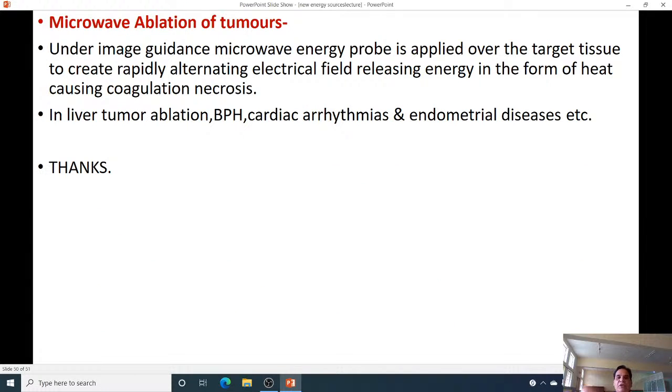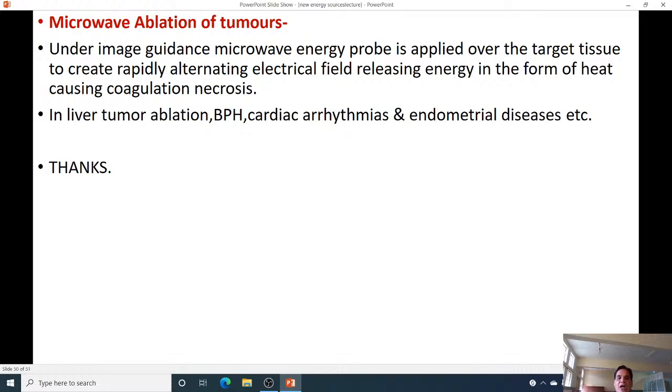Microwave ablation, this is again one of the energy sources. It is a microwave energy probe. Whenever applied over the target tissue, it creates alternating electric field energy, which is again converted to heat, and this is very commonly used for liver tumor ablation. And the most important use is cardiac arrhythmias. Understand? So microwave ablation has a particular use in malignancy of the liver.